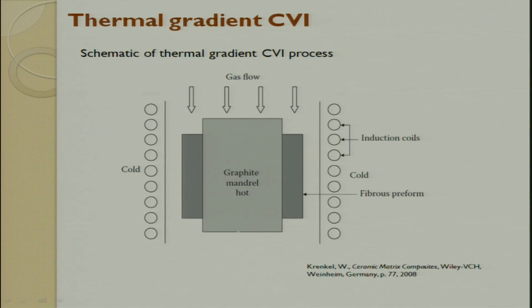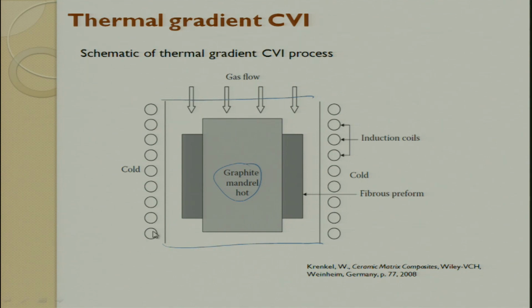So, this is the schematic diagram for the thermal gradient CVI process. This is a graphite mandrel. You place your preform, and the gas is flown from the top. The heating is maintained in the furnace. This is a fiber preform. This is a schematic diagram of the thermal gradient CVI process.